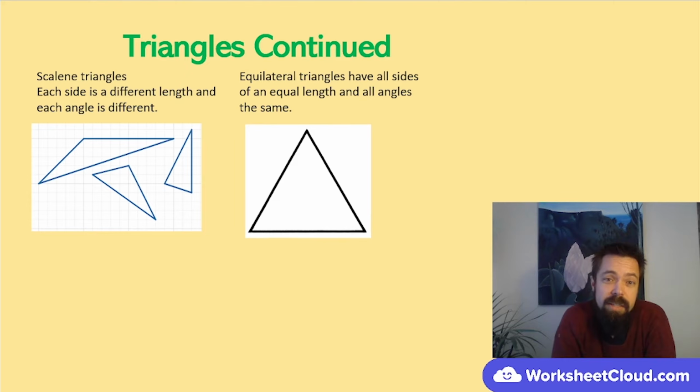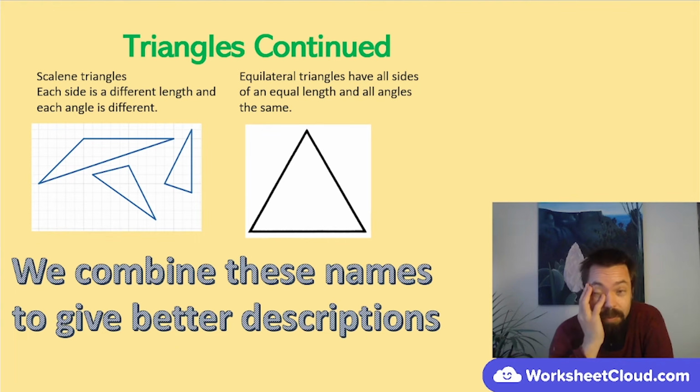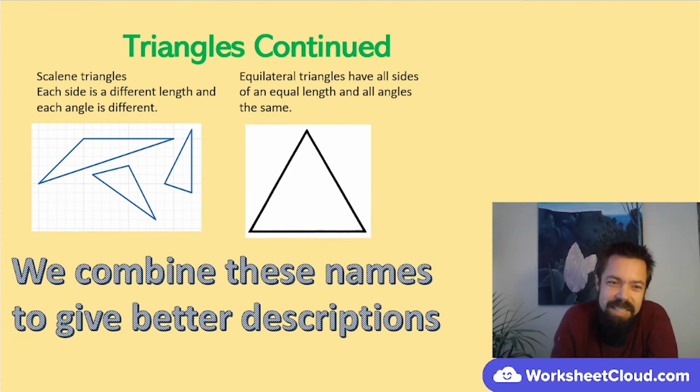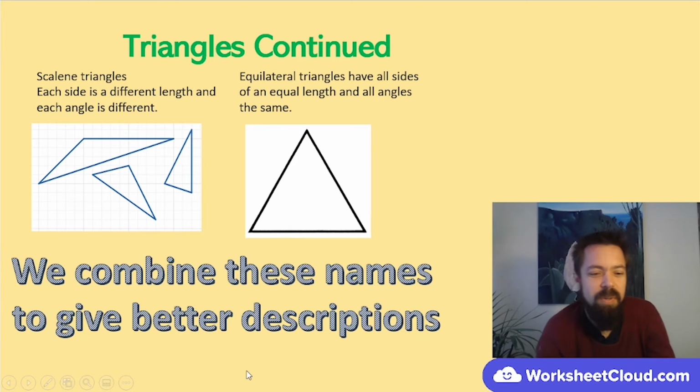So an equilateral triangle obviously can be turned in any direction, but as long as all the sides are the same and all the angles are the same, it's an equilateral triangle. Now, just to give us a little bit more of a headache when it comes to naming these, we combine these names to give us better descriptions. All right, so I'm going to jump across to the whiteboard so I can give you a little bit more of an idea of what I mean by that.